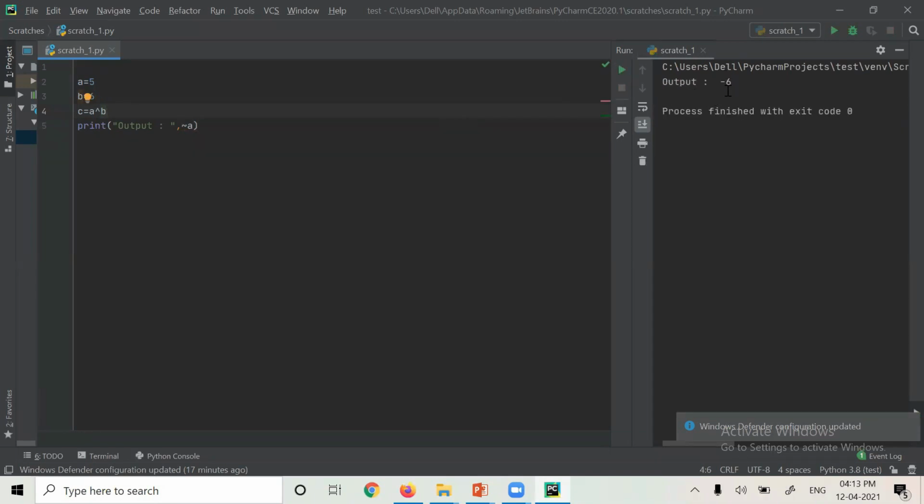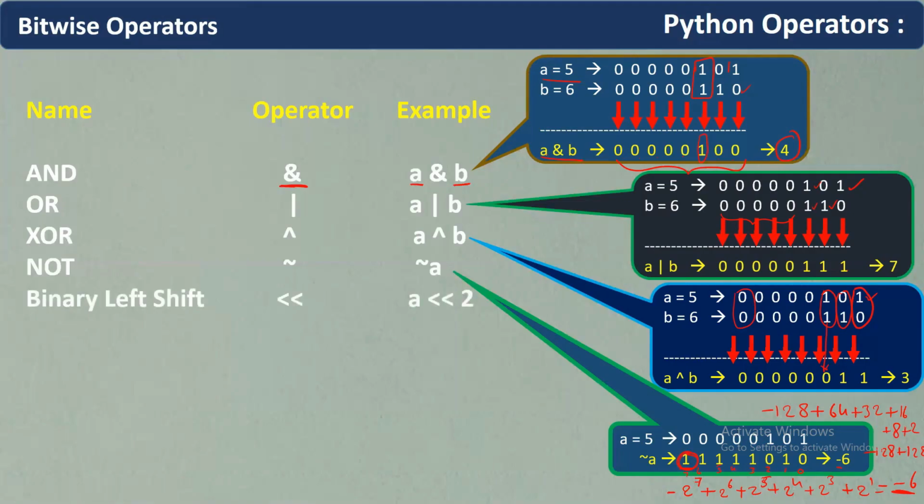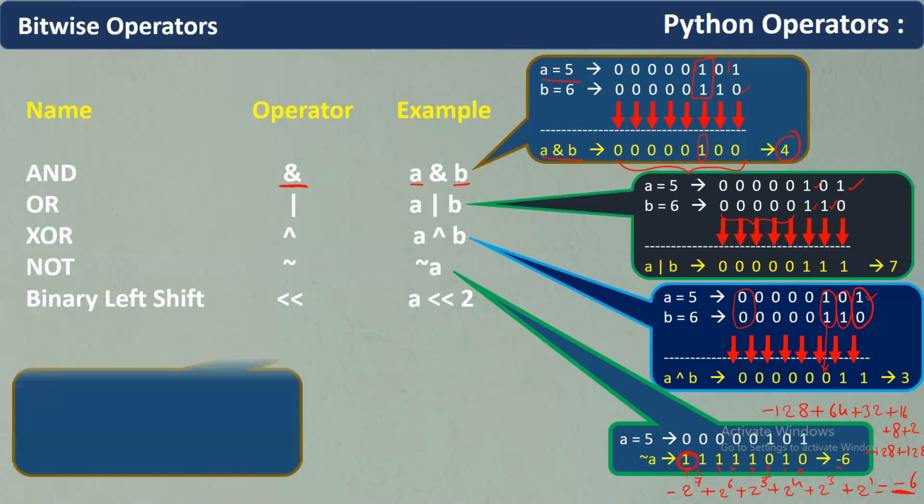So here you can see it is becoming minus 6 actually. Next operator is binary left shift. So binary left shift we will represent like this. Okay. So we are using the << symbols, and for example, you have a variable a. Okay. And how it is working, you can see here.